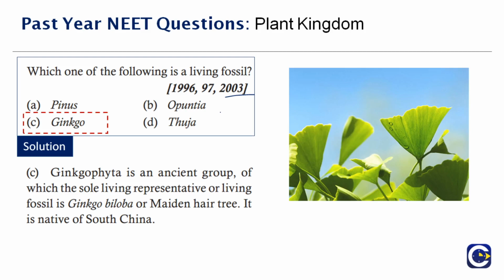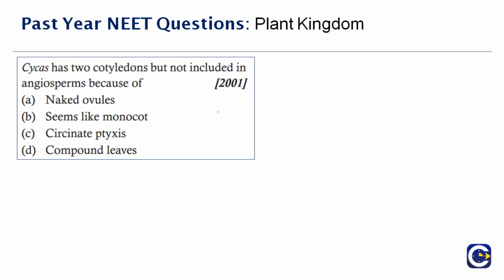Now let's move to the next question here. This question was asked in the year 2001. Cycas has 2 cotyledons but is not included in angiosperms because of dash. Right?